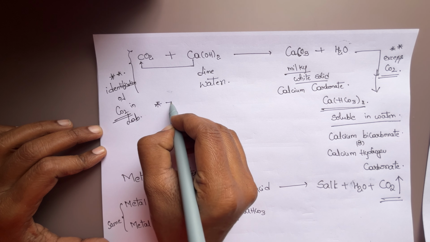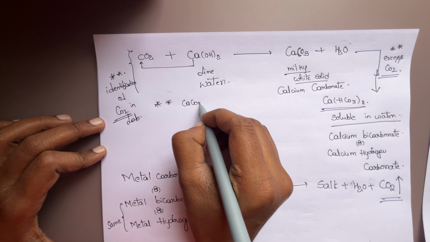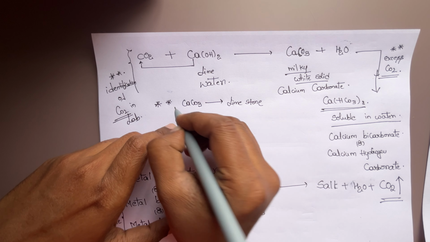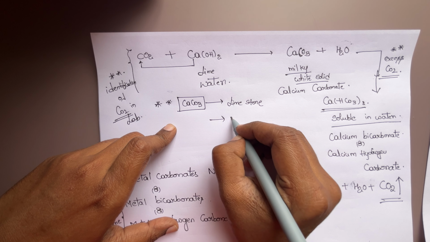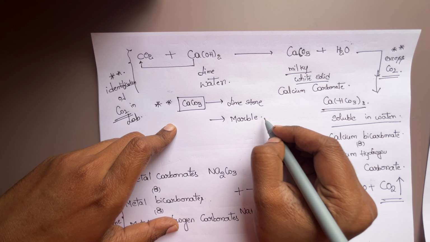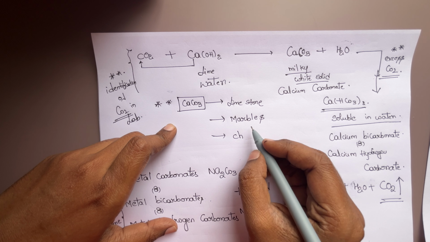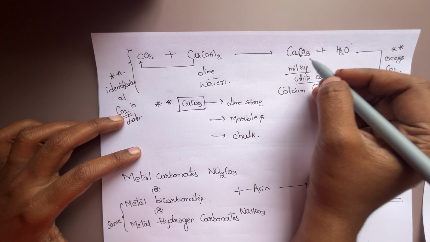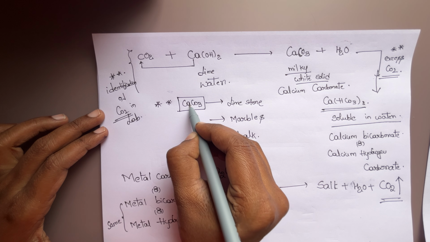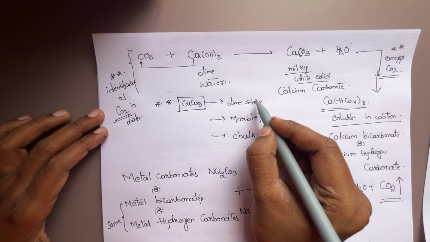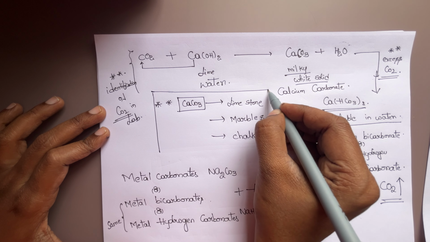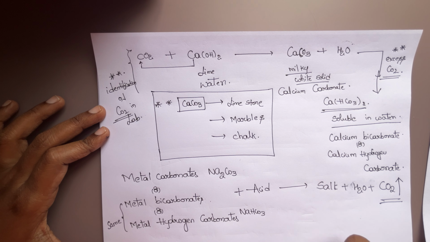One more important point in examinations: they ask about the different forms of calcium carbonate. The formula of limestone: limestone is CaCO3. Very important. The formula of marble. The formula of the piece of chalk in our classrooms is also calcium carbonate. How is it produced? A milky white precipitate is formed by calcium hydroxide and carbon dioxide. This is CaCO3, a solid white color precipitate, which is the formula of limestone, marble and chalk. This is also very important from the competitive exam point of view. Thank you.